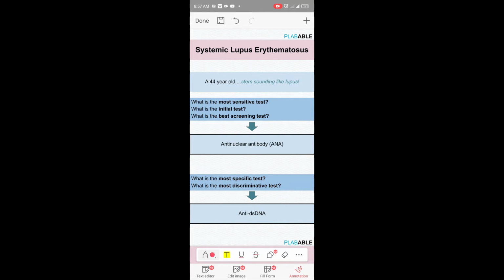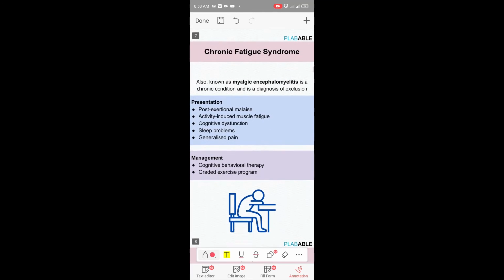So they have included in the criteria that if you are suspecting SLE in some patient, go for the ANA. If it's positive, then go for the further things. So what is most specific? That is anti-dsDNA. Most discriminative? That is anti-dsDNA. There is another thing, that is anti-Smith antibodies, that is equally specific as compared to anti-dsDNA, but that is less sensitive. So you need to choose anti-dsDNA.